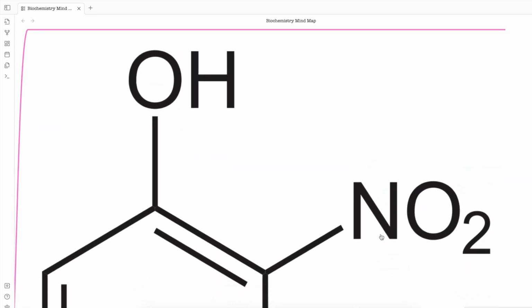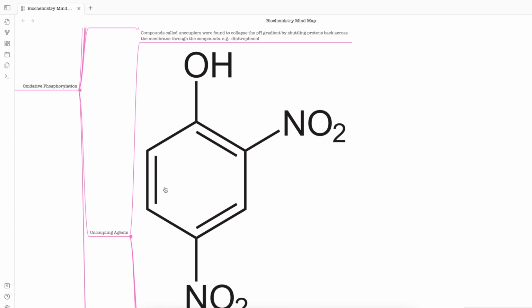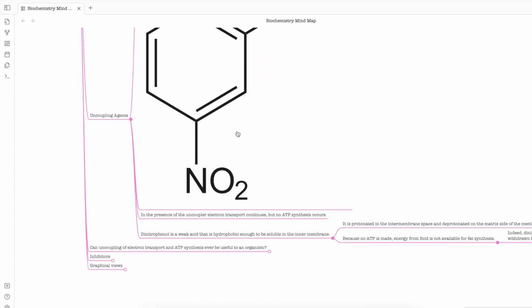Okay, so this is the structure of an uncoupling agent, and this is basically dinitrophenol. You can see this is the structure of a phenol, with this benzene ring and this OH group, and dinitrophenol because there are two NO2 groups. So this is one NO2, this is another NO2. So this is dinitrophenol, which is a very common example of an uncoupling agent or uncoupler.